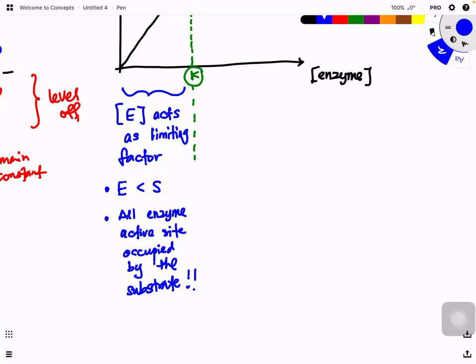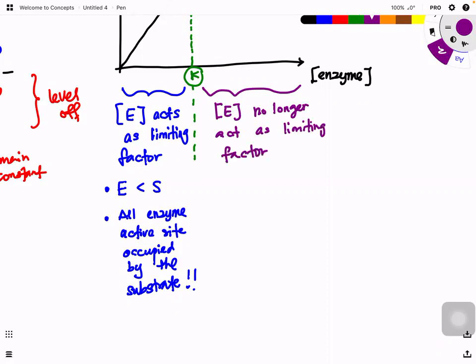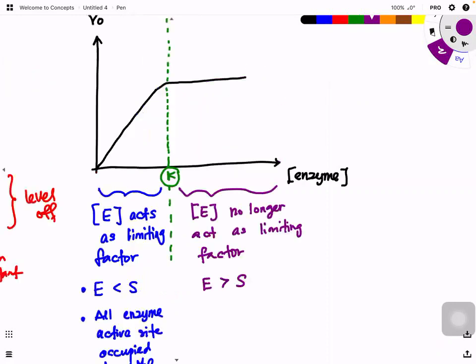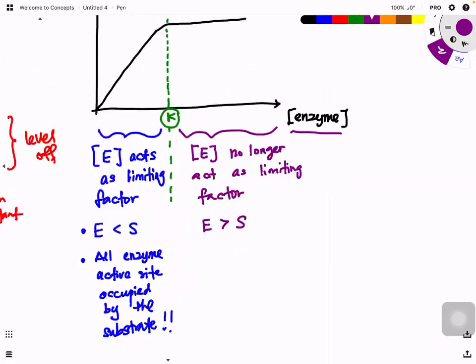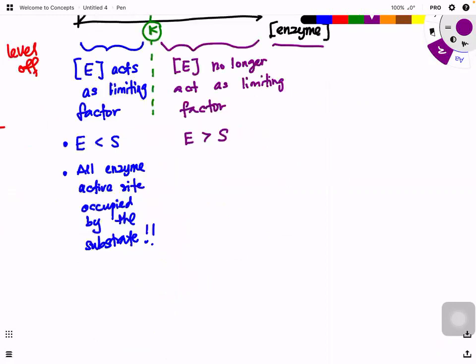Okay. So now, second part here. Above K concentration, now we know that enzyme concentration no longer acts as the limiting factor. Because why? Now I have more enzyme compared to the substrate. Because I keep on increasing, right? I keep on increasing the enzyme concentration. So it means that enzyme is more than substrate. So what actually happened here?